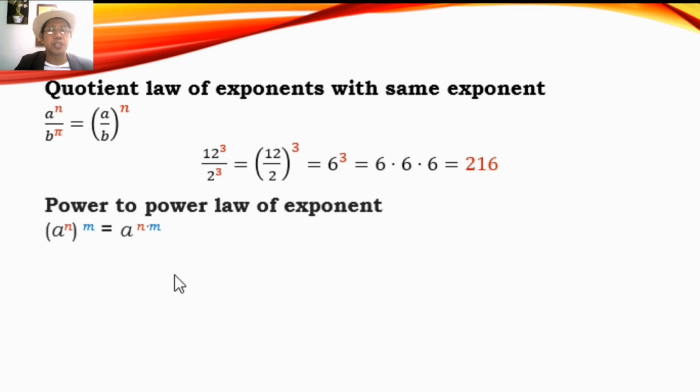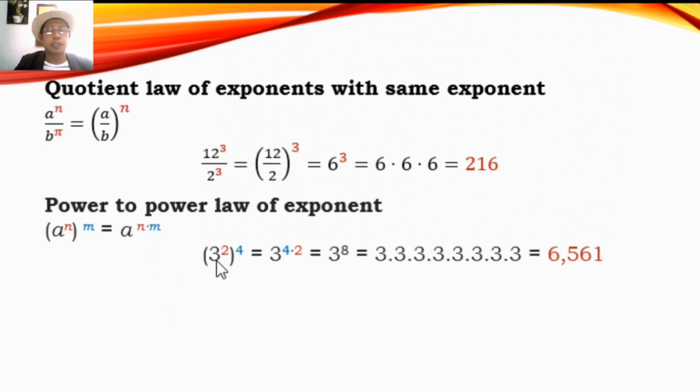To understand this law of exponents, I have in here the quantity 3 raised to 2, raised to another exponent, which is 4. It will give me a result of 3 raised to the product of the exponents 4 multiplied by 2, or 3 raised to 8. And so I will be having a result of 6,561. So try to multiply this one 8 times, and it will give you this result, 6,561.